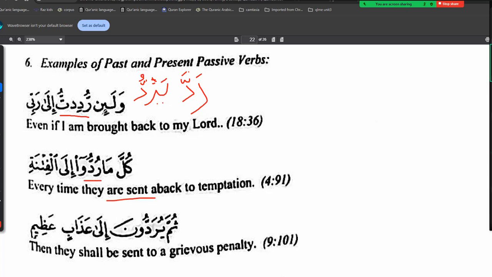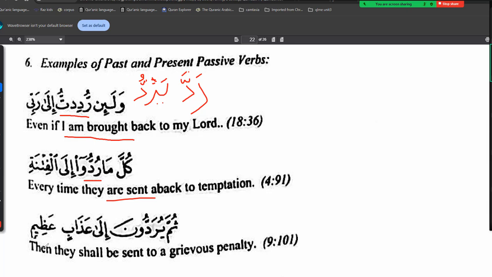Radda yaruddu. Okay. So rudda yuraddu. So rudittu. This is madi majhul and this is ana. Right? If I am brought back, and look at the translation, this is majhul. Kullama ruddu ilal fitna. Every time they are sent back to temptation. So ruddu is not madi, it's madi majhul. Okay, ruddu because ra is having a dhamma and the translation is they are sent back. Okay, so this is madi majhul.